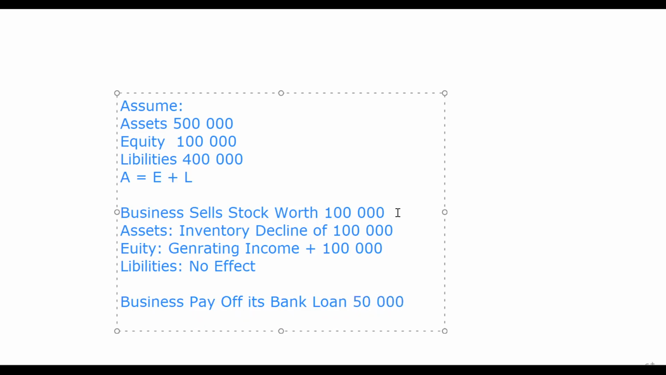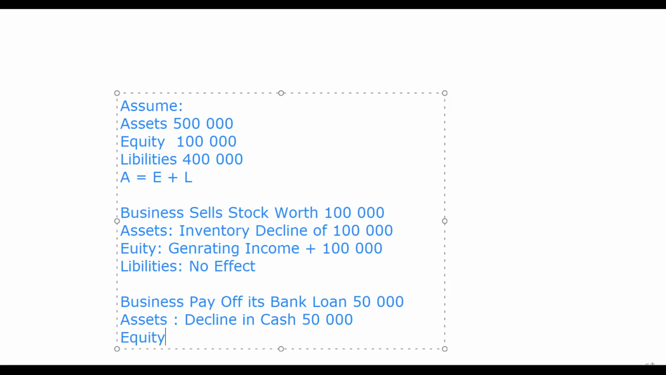How is that going to affect our transactions here? So assets: if they pay off the bank loan, we're going to see a decline in cash, under the assets, of 50,000 rand. Under equity, we're just told that they paid the bank loan, but we're not told if there was interest, right? If we're not told that there was interest, then there's no effect on the equity.